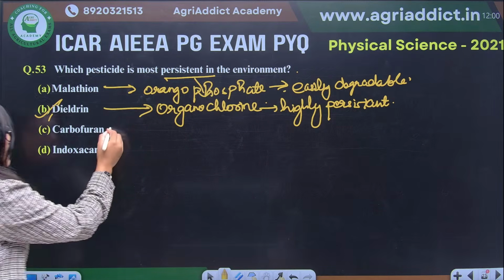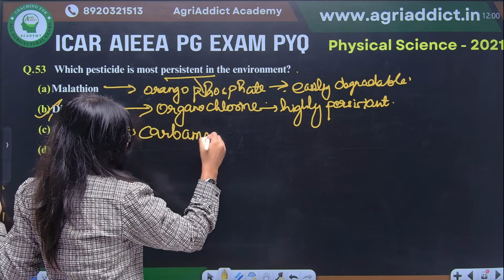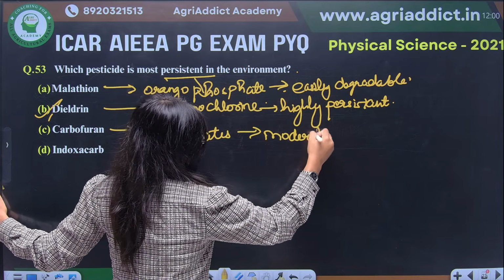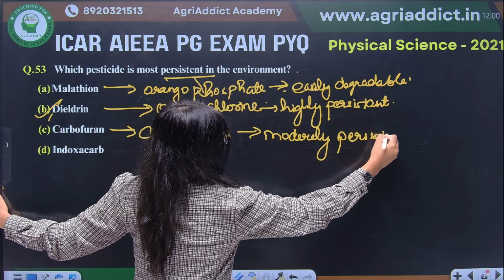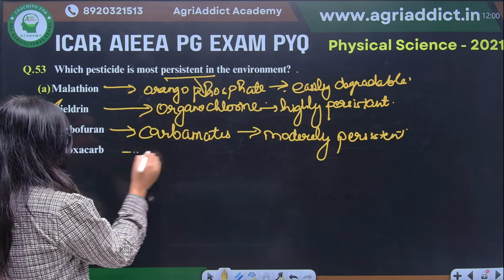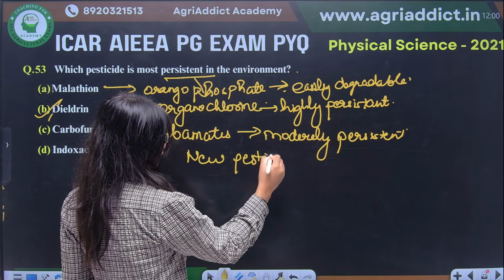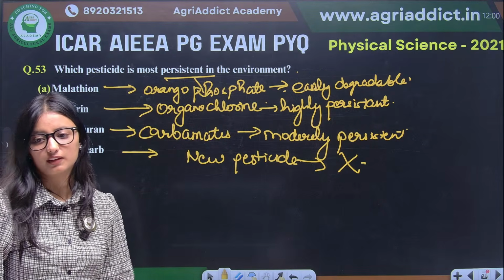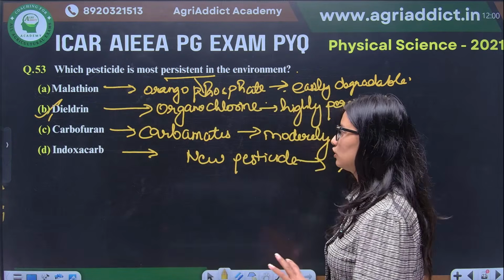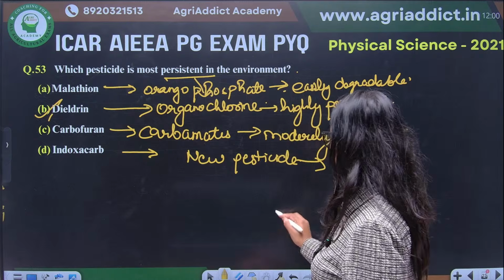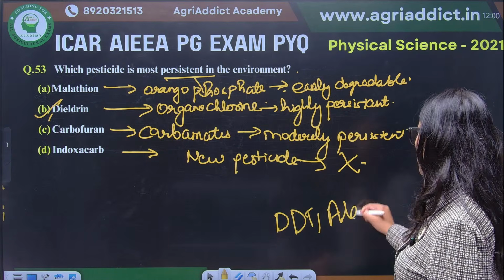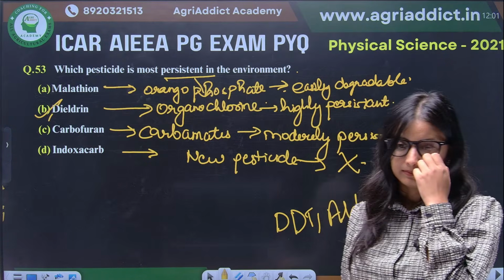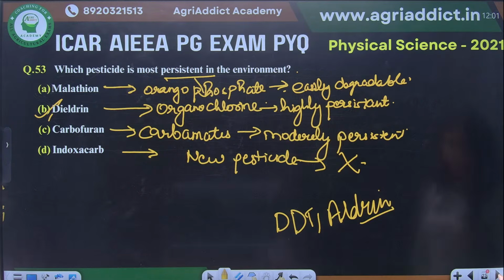क्लियर है? What about carbofuran, carbamates? And this group is moderately persistent. Is it clear? And this indoxacarb, these are the new pesticides or insecticides, and इसमें जो है persistent नहीं होता है. Clear है? So organochlorine में जितने भी होंगे, like DDT, एल्डरिन, ठीक है? All these are organochlorines and they persist. Okay, so let's move to the next one.